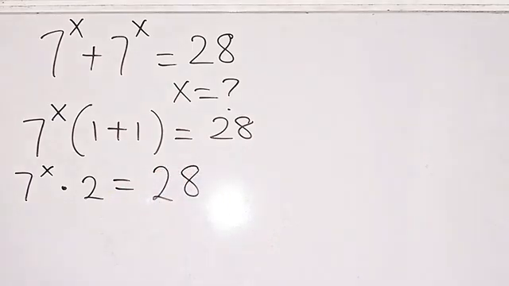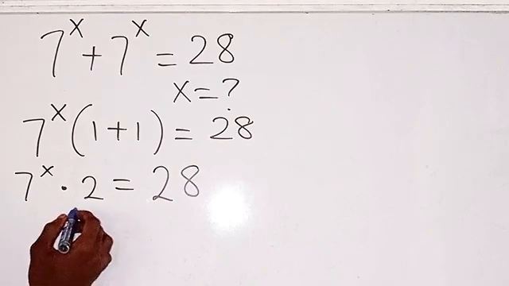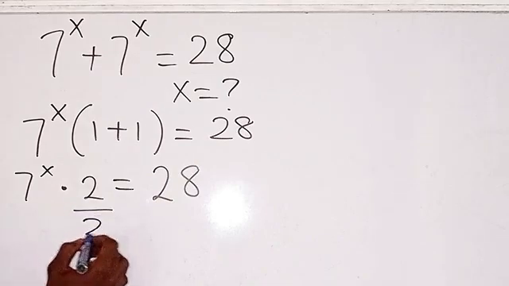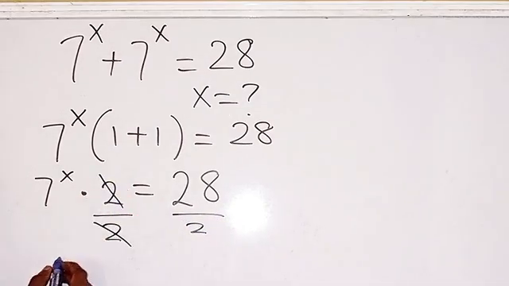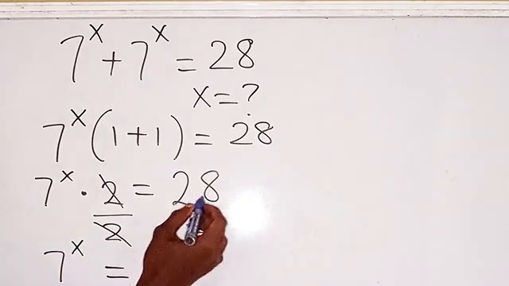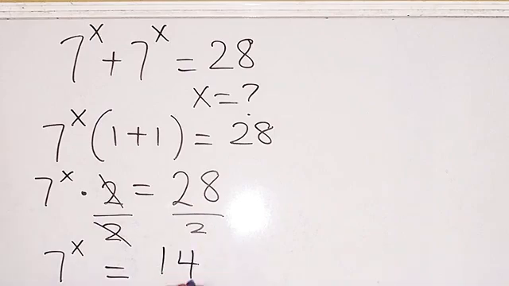Okay, so now we can see that we can divide both sides by 2 here. This will cancel this. We have 7 to the power x equals 28 divided by 2, which is going to give us 14.